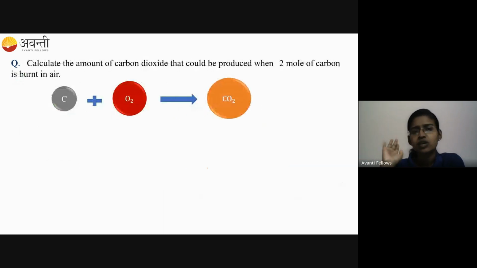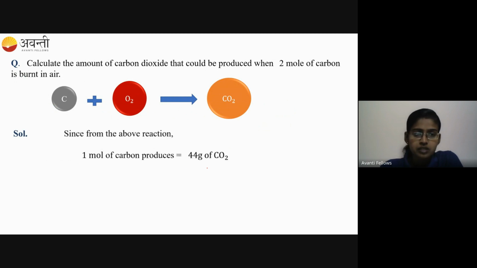Calculate the amount of carbon dioxide that could be produced when 2 mole of carbon is burnt in air. So carbon reacts with oxygen to give carbon dioxide. This is the relation. What we have to do is find out the amount of carbon dioxide produced when 2 mole of carbon is burned. Here only 1 mole of carbon is burned to give 1 mole of carbon dioxide. So the reaction says that 1 mole of carbon produces 1 mole of carbon dioxide. In terms of gram, it is 44 gram of carbon dioxide.